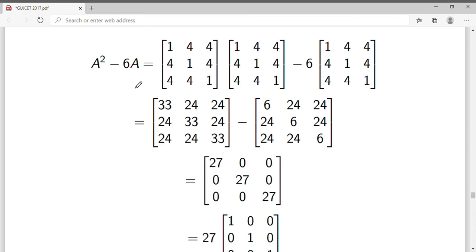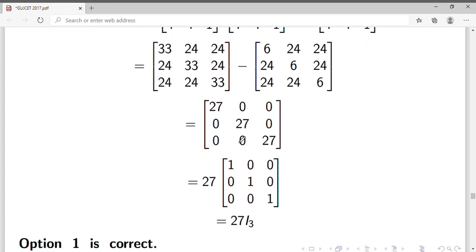So A square minus 6A, A matrix into A matrix minus 6 into A matrix. After multiplication we get this matrix, minus here 6 is multiplied to each and every element, so we get this matrix. Now do the subtraction. So 33 minus 6, 27, 24 minus 24, 0, again 24 minus 24, 0. So after subtraction we get this matrix. From this take 27 common. So here we have diagonal elements 1 1 1. So this matrix is nothing but the identity matrix of order 3. So that's why here I3. So the answer is 27 I3. Option 1 is the correct option.